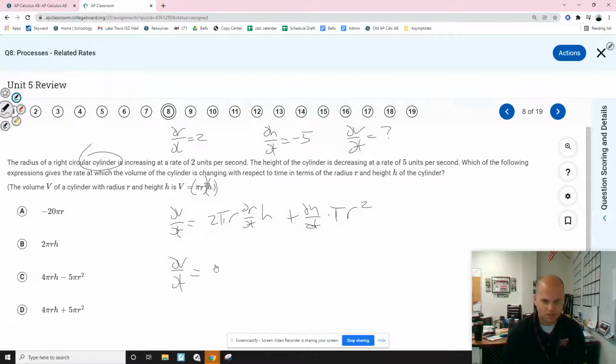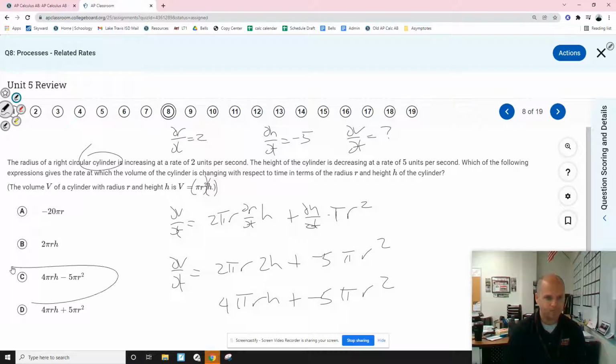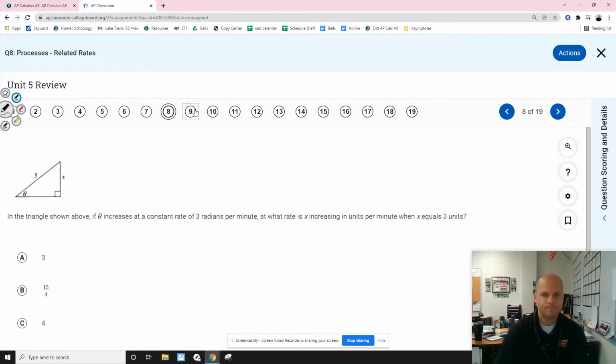dr/dt is 2, so 2 pi r times 2h plus dH/dt, which is negative 5, pi r squared. So I got 4 pi rh plus negative 5 pi r squared. All right, it's not that bad. You just have to use the product rule. We've tried to not have to use the product rule for all of our questions, but that one, there's no way around it.